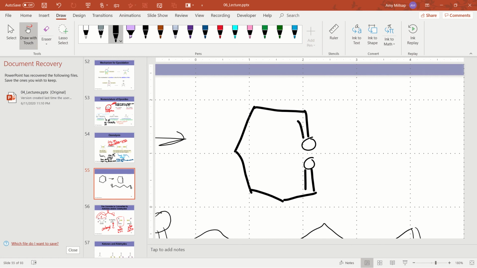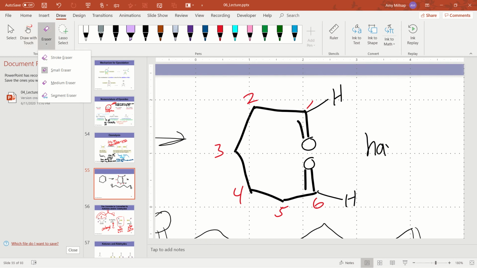So now we have to name our molecule, right? So we have 1, 2, 3, 4, 5, 6 carbons. So it's a hexa. And then at carbon 1, we have an aldehyde. At carbon 6, we have an aldehyde. This is a dial. It has 2 aldehydes. So it's a hexane diol. Whoops, that should be an E.